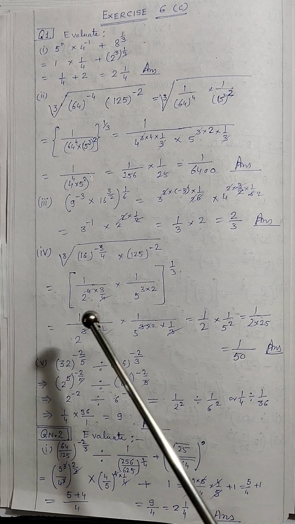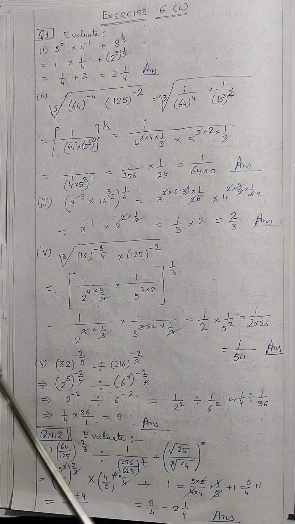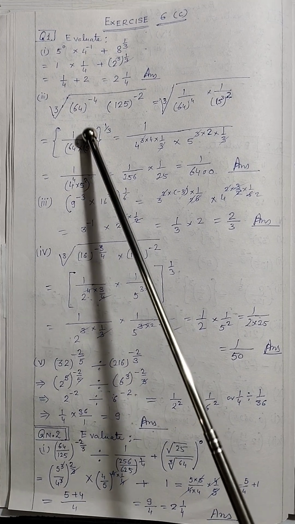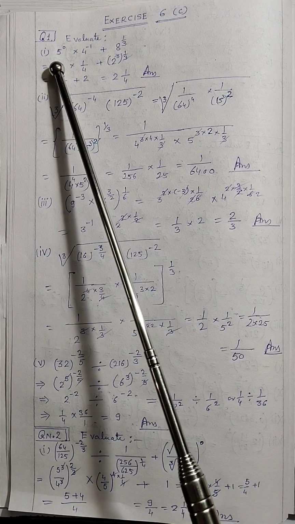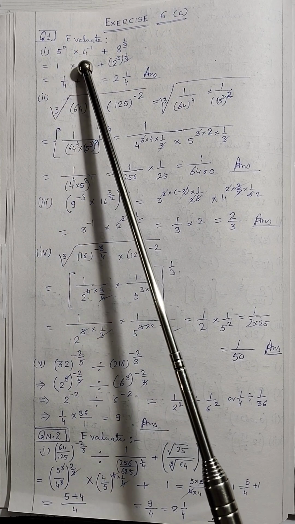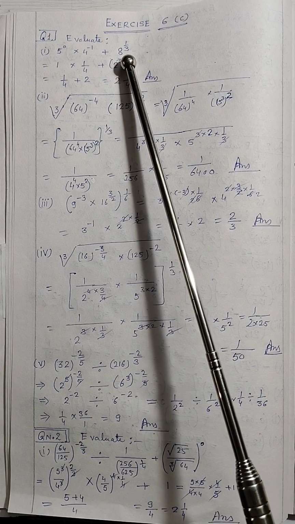ICSE Maths Class 9 Chapter 6 Exercise 6C. Question number 1. Evaluate. First part, देखिए 5 raised to power 0 into 4 raised to power minus 1 plus 8 raised to power 1 by 3.